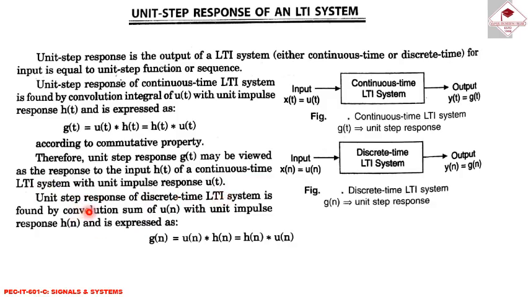The unit step response of a discrete time LTI system is found by the convolution sum of u[n] with the unit impulse response h[n], and is expressed as g[n] equal to u[n] convolved with h[n], that is equal to h[n] convolved with u[n]. So this is the pictorial representation of the unit step response of an LTI system, where x(t) is the input and y(t) is the output, and for the discrete domain x[n] is the input and y[n] is the output.